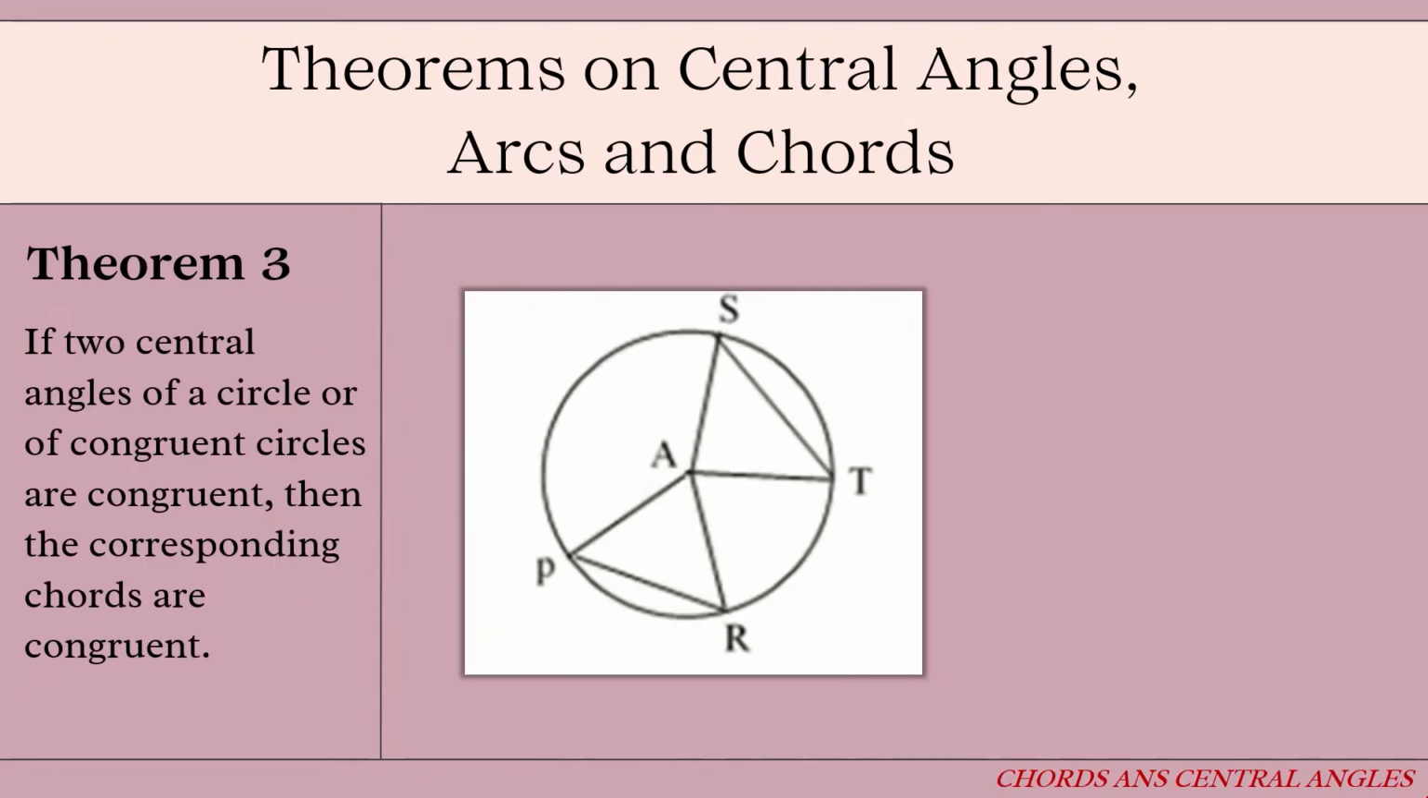Let's have the third theorem. If two central angles of a circle or of congruent circles are congruent, then their corresponding chords are also congruent. So let's say we have circle A, and if angle PAR is congruent to angle SAT, then we say that their corresponding chords, the corresponding chord of angle PAR is segment PR, and the corresponding chord of angle SAT is segment ST. So we say that segment PR is congruent to segment ST.